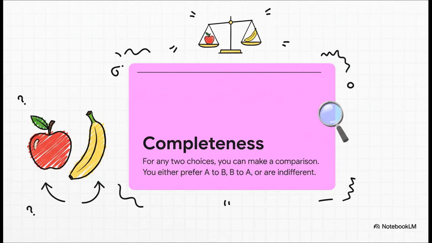So rule number one is called completeness, and it's super simple. If I put any two options in front of you, let's say an apple and a banana, the model just assumes you're not going to be totally stumped. You can always make a comparison. You know if you prefer the apple or the banana, or if you're perfectly happy with either one.